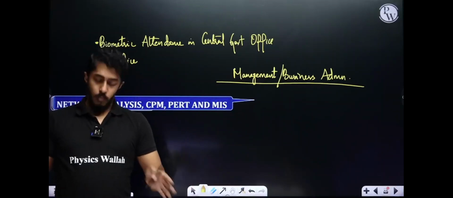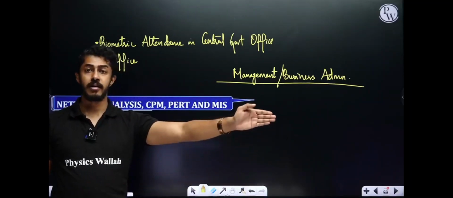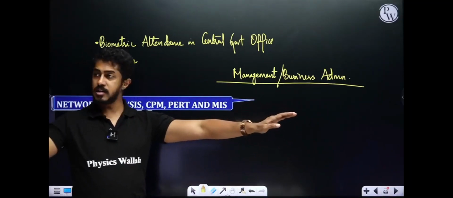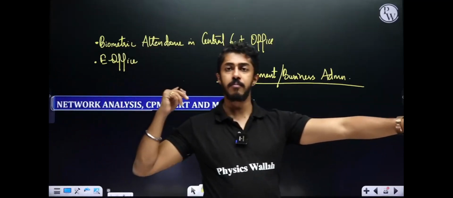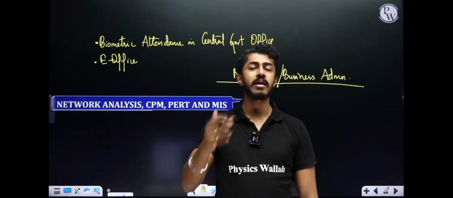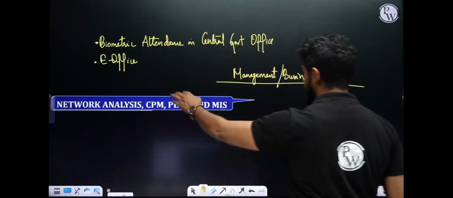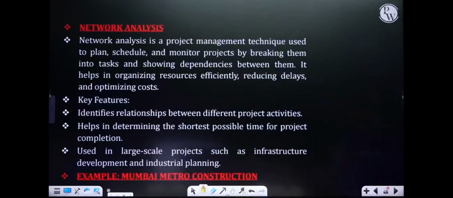Simple. What we see in India is private players show the way. They say, come to our side, we are doing this now, you also come. We catch up very slowly, but we are catching up. Getting the point here? So let us briefly see what is network analysis, CPM, PERT and MIS.